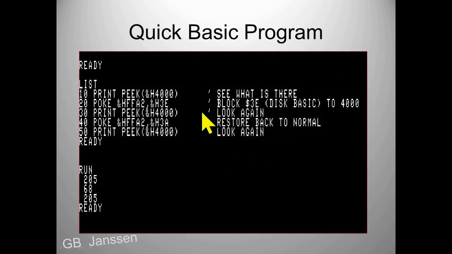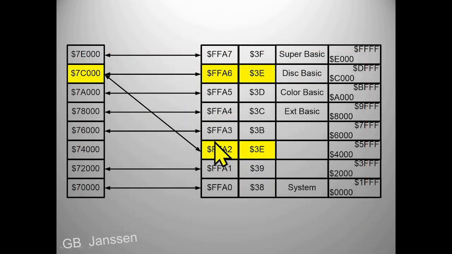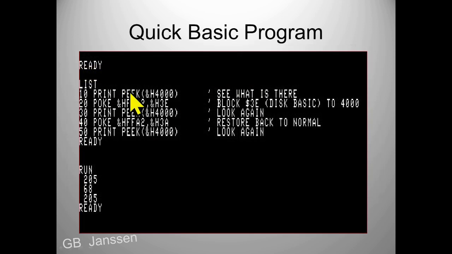Now, a quick BASIC program, a BASIC program you can write quickly. We're going to peek at address 4,000, before we change anything, while it still says 3A in the register, and print that out. Then we're going to poke that MMU register with 3E, so we'll be pointing to Disk BASIC. We'll peek again at 4,000 and print that out, and then we'll put the 3A back in there to restore it to normal. We'll peek again and print it out.